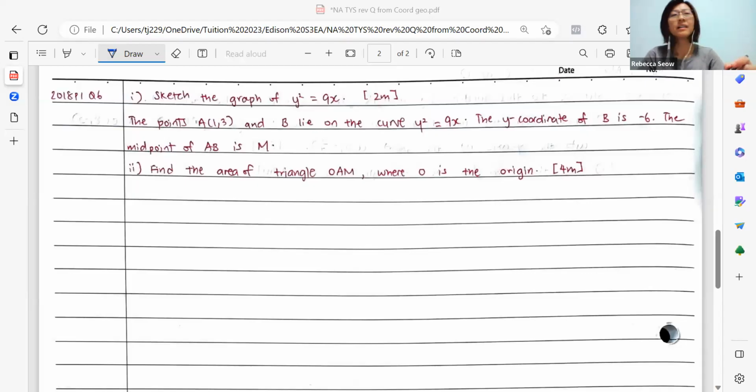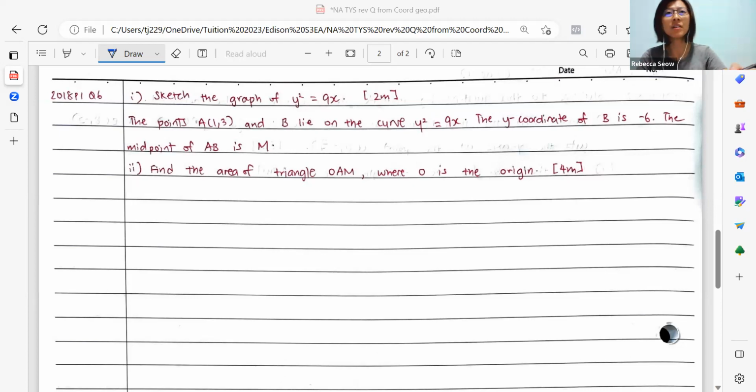Hello, I would like to go through two questions on coordinate geometry, taken from the 10-year series for normal academic students. However, students who are taking Express may also want to consider looking at these questions, as these are quite challenging problems. Now, let's read the question. It's taken from 2018, paper 1, question 6.